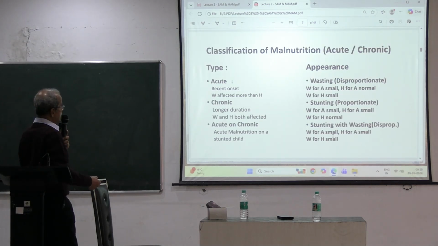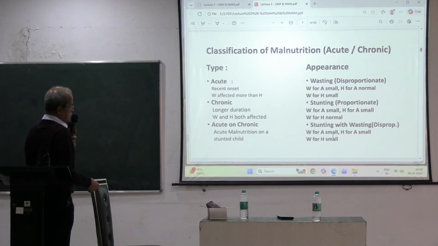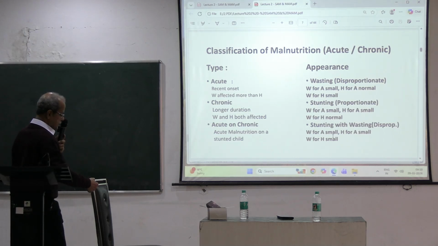Now, acute malnutrition and chronic malnutrition. When do we say acute malnutrition? When the onset is recent, the weight is affected more than height. Naturally, if the malnutrition is of recent onset, the height does not get proper time to get reduced. So, weight is reduced then. So, this is acute malnutrition. Chronic malnutrition should be of longer duration, and weight and height both are affected. And it can be acute and chronic. That is, a stunted child of chronic malnutrition may get acute malnutrition due to some infection or acute lack of food.